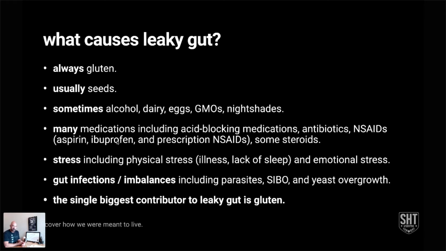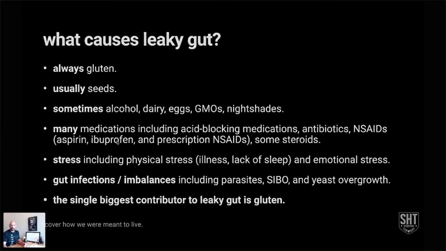All right, and then stress is well known to contribute to leaky gut, including physical stress and emotional stress. So that's where rest and recuperation comes into play, and also meditation and mindfulness, or some kind of de-stressing strategy that you might have, vacation time and stuff like that. Gut infections and gut imbalances, things like parasites, small intestinal bacterial overgrowth and yeast overgrowth, can all contribute to leaky gut, obviously, because they're down there in the digestive system, disrupting it. And the biggest contributor is going to be gluten.